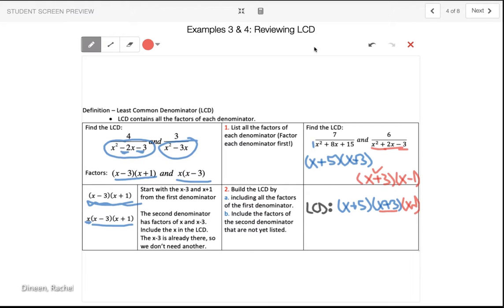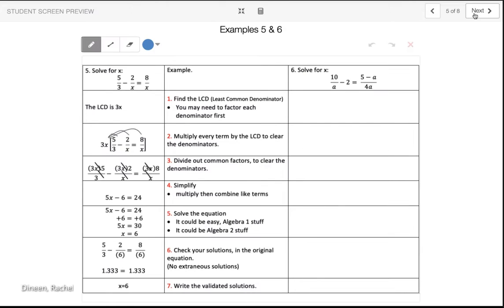All right. Okay, let's go ahead and look at an example together. Example 5, I'll talk through it, and then we'll work example 6. For example 5, the first thing I have to do is find the LCD. I look at my first denominator, it's 3. I look at my second denominator, x isn't already included, so I have to include the x. I look at my third denominator, x is already there, so I do not include it.